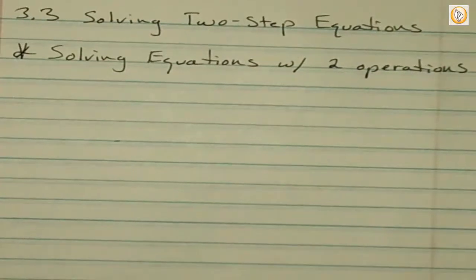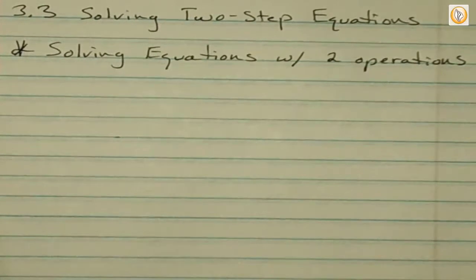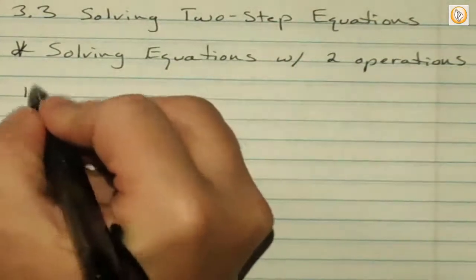Okay, now hopefully you understood yesterday and the day before, because now we're taking it to a whole new level. Solving equations with two operations. What we've been doing for the last 2 days is solving with one operation. Either you're adding or subtracting, in Intruder Alert, or multiplying and dividing. And that's one step. Now we're going to do two-step.